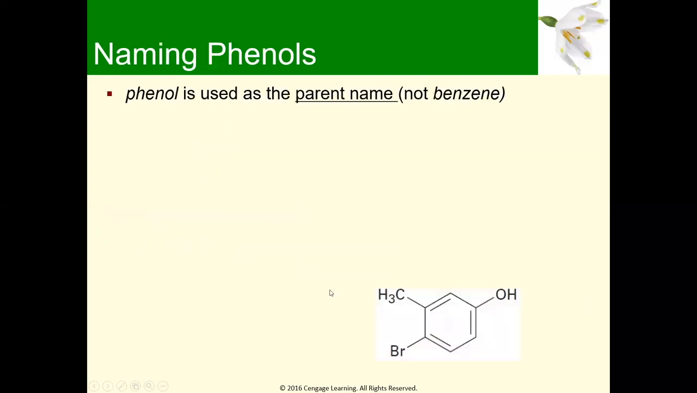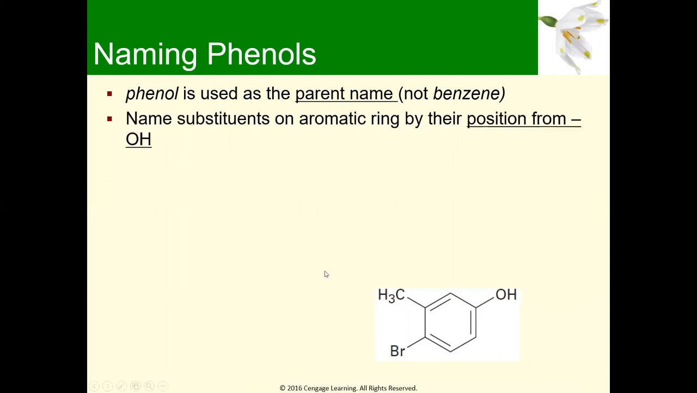Okay, so now let's talk a little bit about naming phenols. Now, my expectations are even lower with phenols because, again, we kind of leave the IUPAC rules behind in many cases. So the word phenol is used as the parent name, not benzene. We're not going to think of the OH as a substituent on benzene. We're going to call it phenol and just name the other substituents accordingly based on their relative positions.